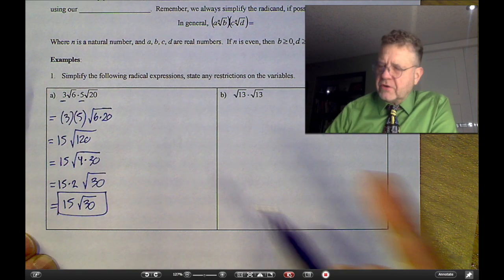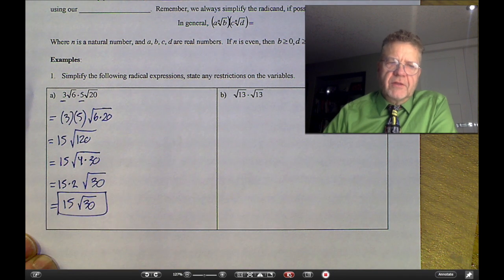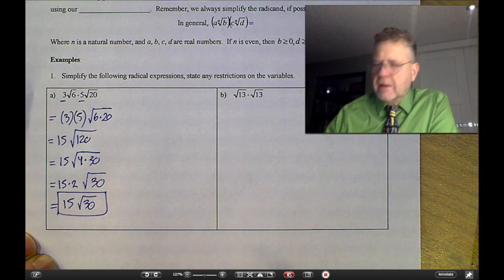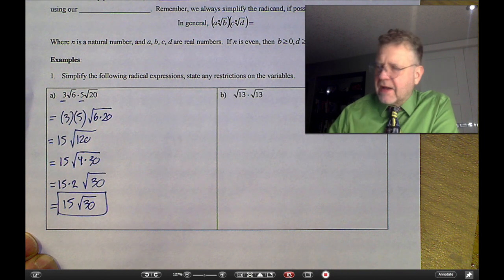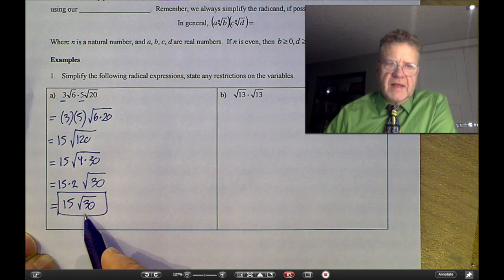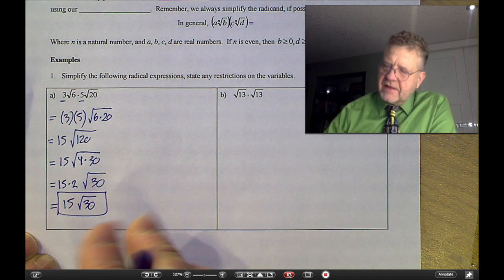Just to make sure you're fully done, take a look at that radicand 30 and ask yourself again, are there any other perfect squares other than 1 still hiding in there? So is there a 9 in there? Is there a 16 in there? Is there a 25? And so on, right? So there isn't. That's as simple as you can get. And I said 15 root 30.